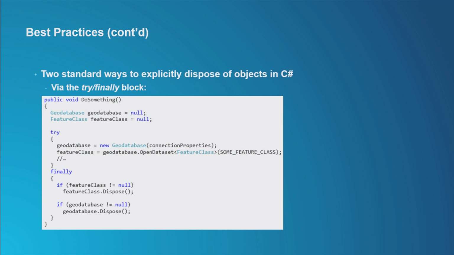So there are two standard ways in C# that you can explicitly dispose of objects. One is via the finally block. So I have a geodatabase and a feature class variable. In a try block, I do all this stuff. And when I'm done, in the finally block, I just call dispose on it. So that's just when I dispose it.